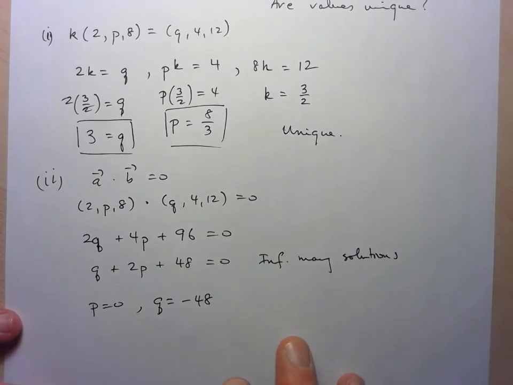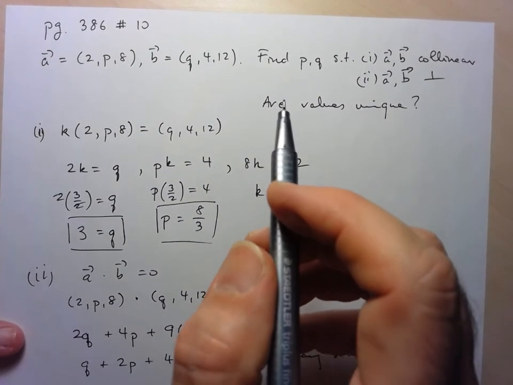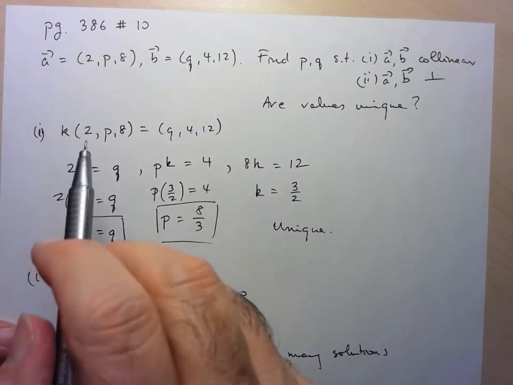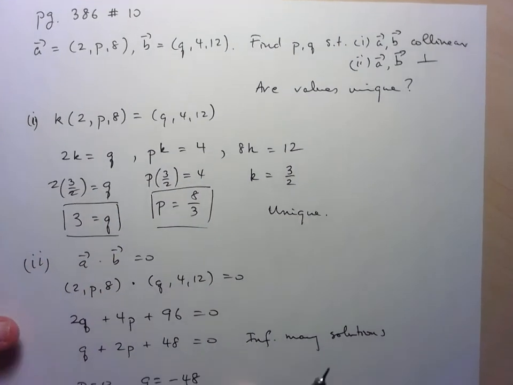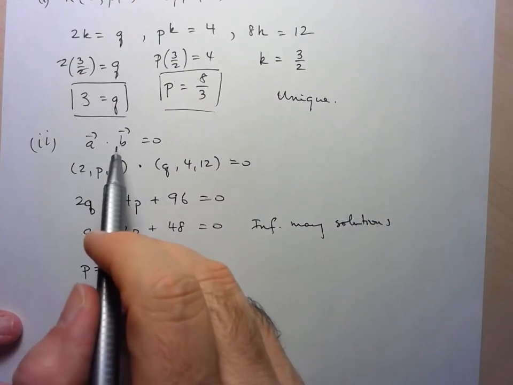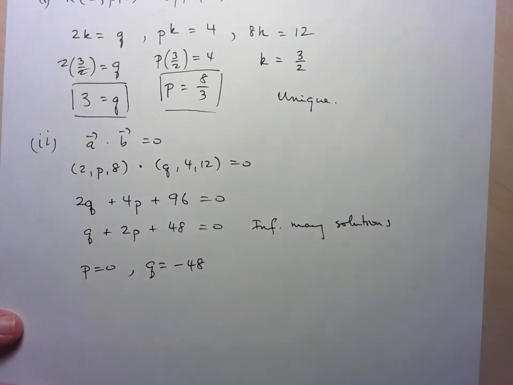Just to recap, we needed to use two facts. The fact that if two vectors are parallel, then they're scalar multiples of each other. We used that fact to solve the first one. And we used the fact that two vectors that are perpendicular need to have a dot product equal to 0, and that's what we used to solve the second part. Okay, that's it for this one.